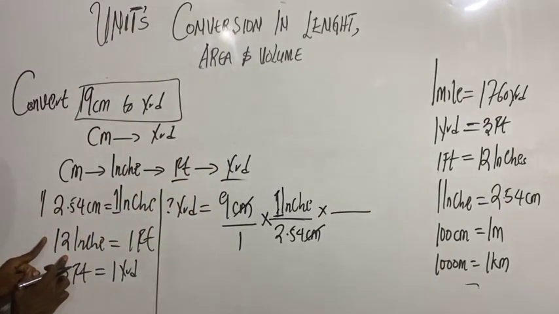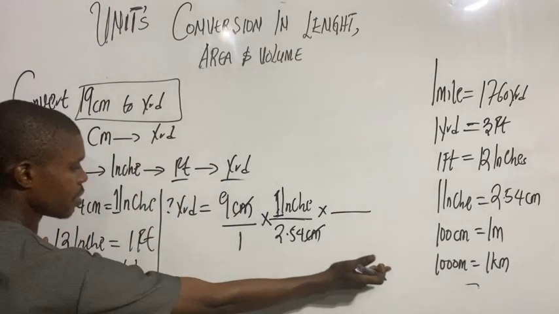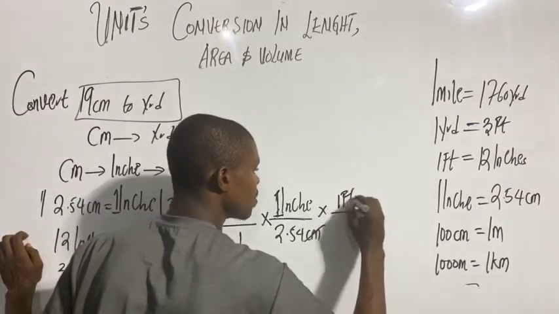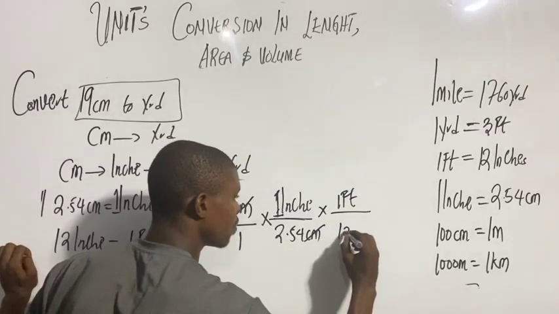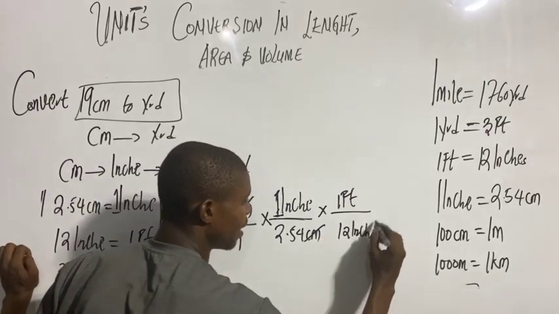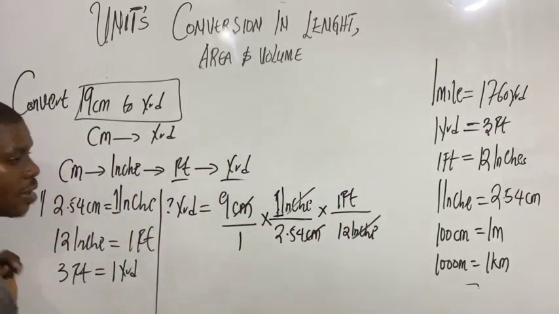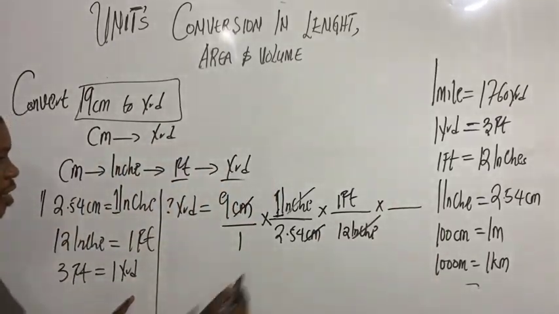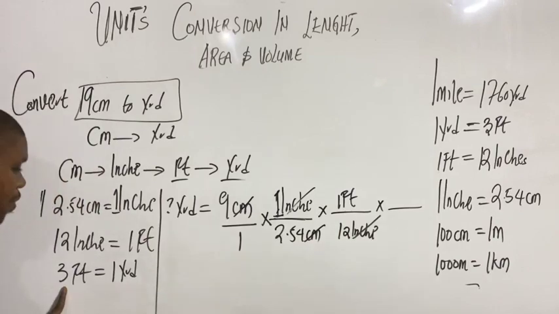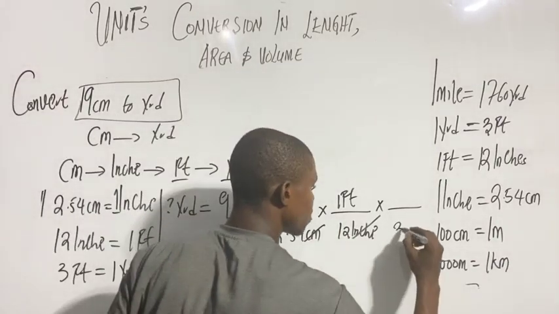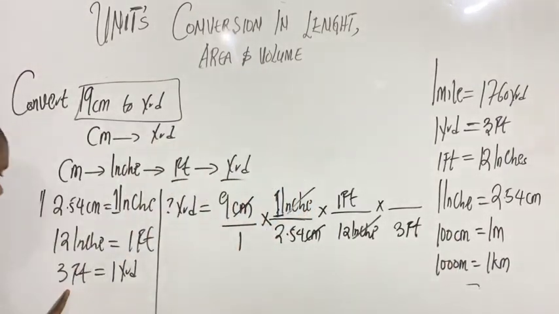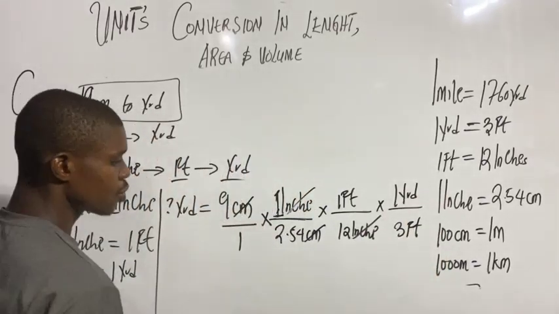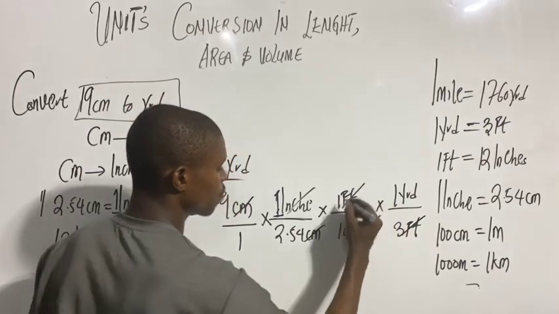You understand? Now 12 inch goes to the bottom, then 1 feet goes to the top. So it's going to be 1 feet over 12 inch. So inch and inch go out. Do you understand? Times, I have to manage space here. So since feet is at the top, feet will go to the bottom. So here we have 3 feet, and here we have 1 yard. So what will happen here? Feet and feet will go out.